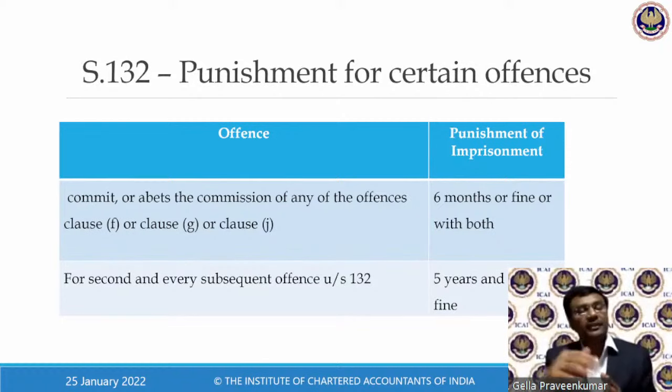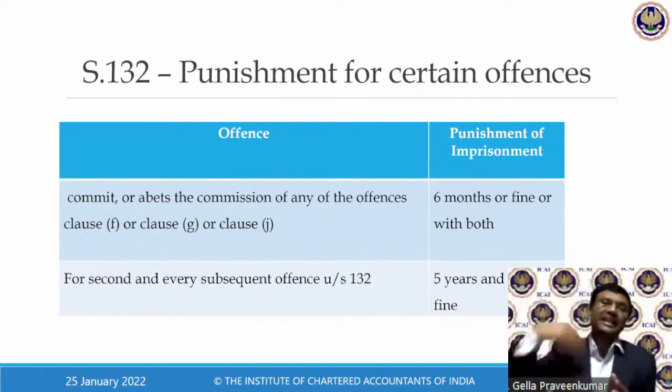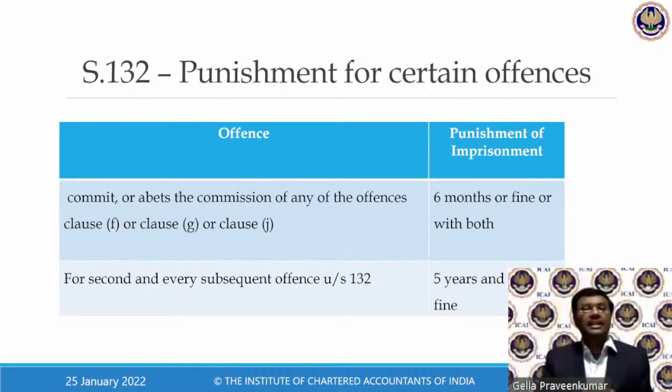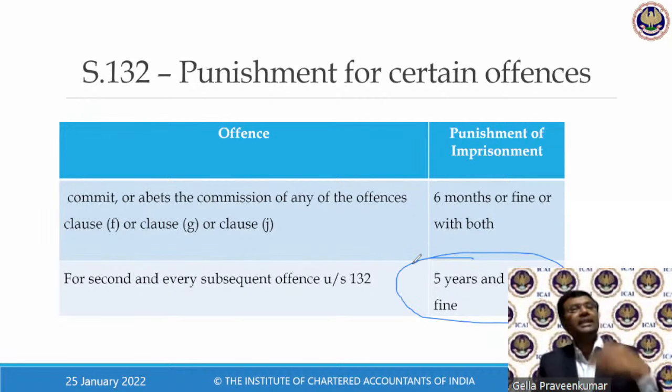So what if this person has gone to court, he has come back, and did the same offense once again? Then the provision says that for the second and repetitive offense, 5 years with a fine is a punishable offense for the subsequent and repetitive punishment. This is what my provisions under section 132 discuss with respect to penal provisions.